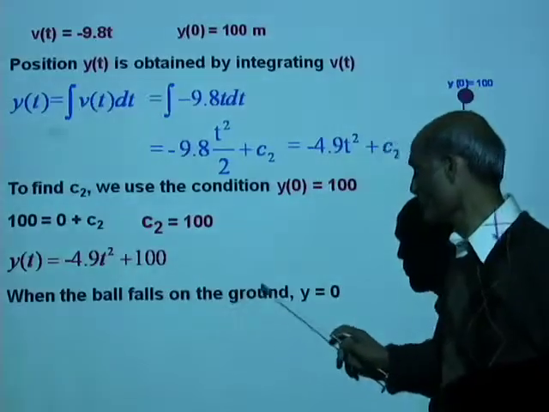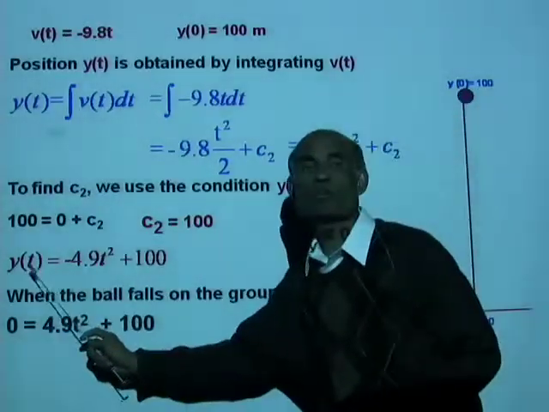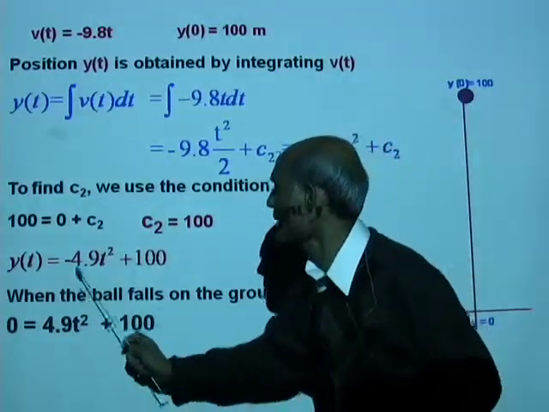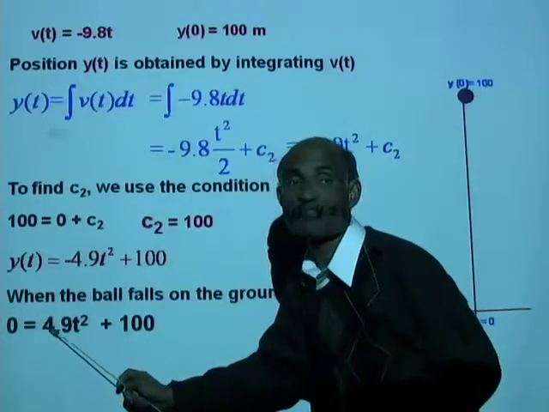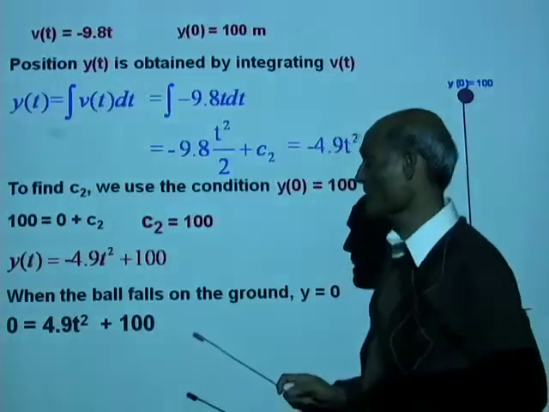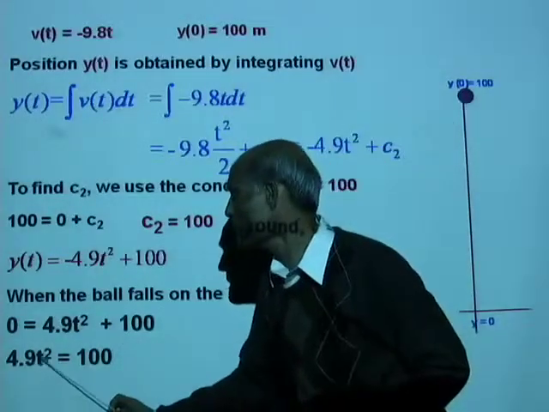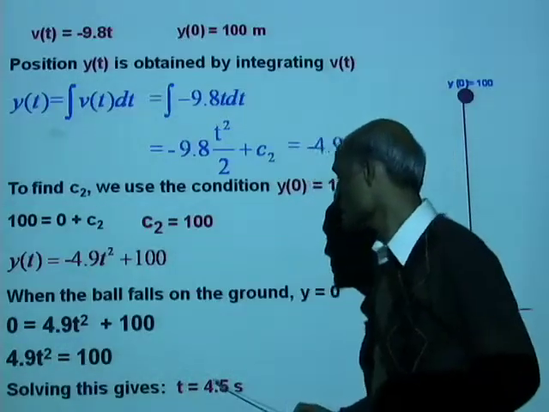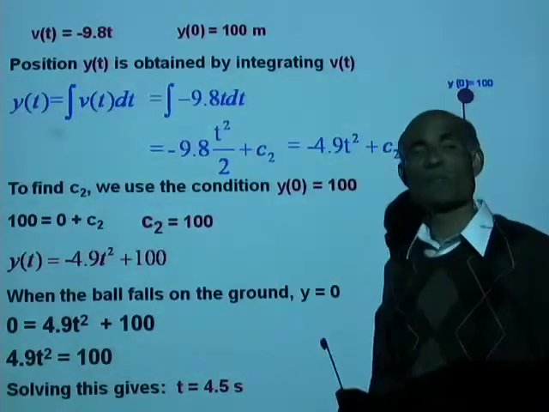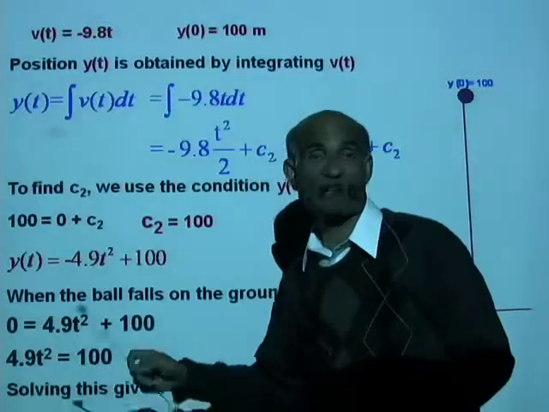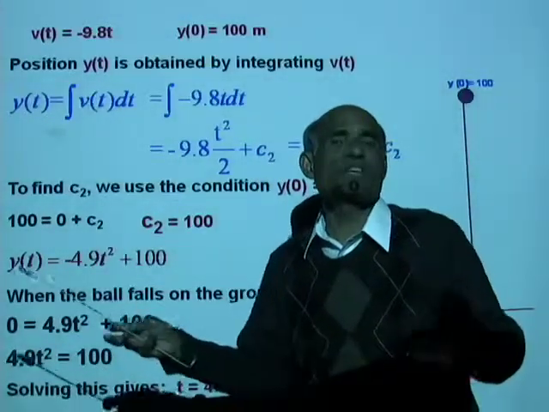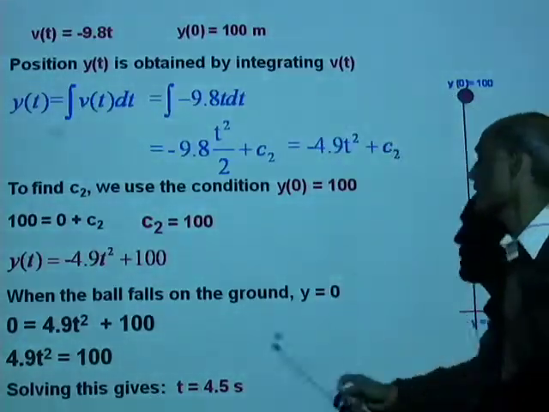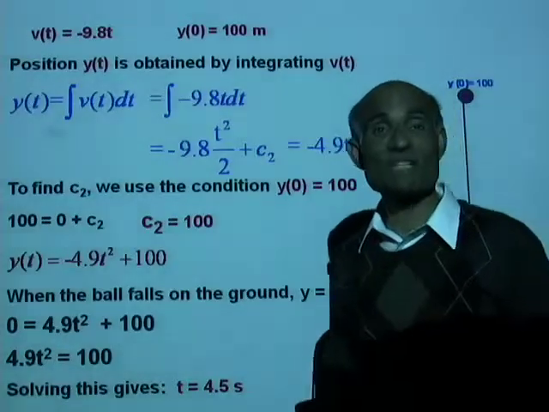So when the ball falls on the ground, y equals 0. So we say 0 equal to negative 4.9 t squared plus 100. Well, negative, that must be negative there. Or 4.9 t squared equal to 100. That gives you t equal to 4.5 seconds. Well, it will give you two values of t, one positive, one negative. You don't need the negative value for time. So the ball will fall to the ground in 4.5 seconds.